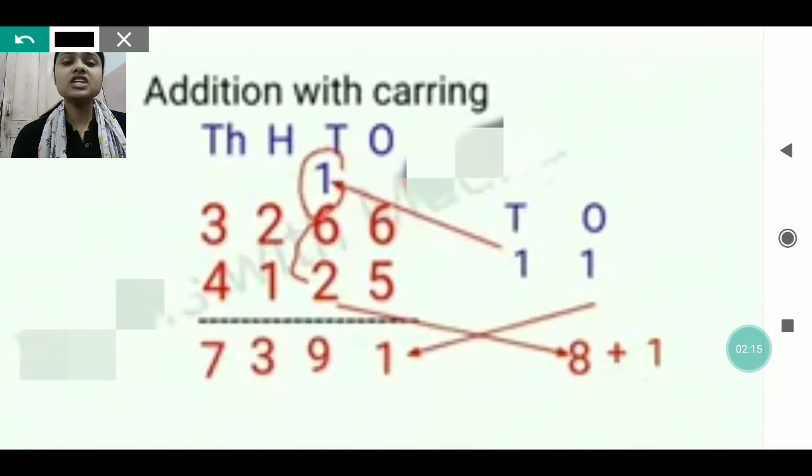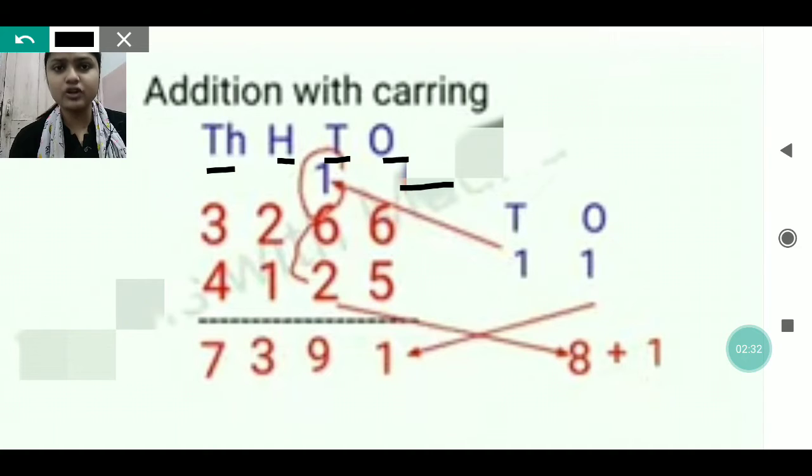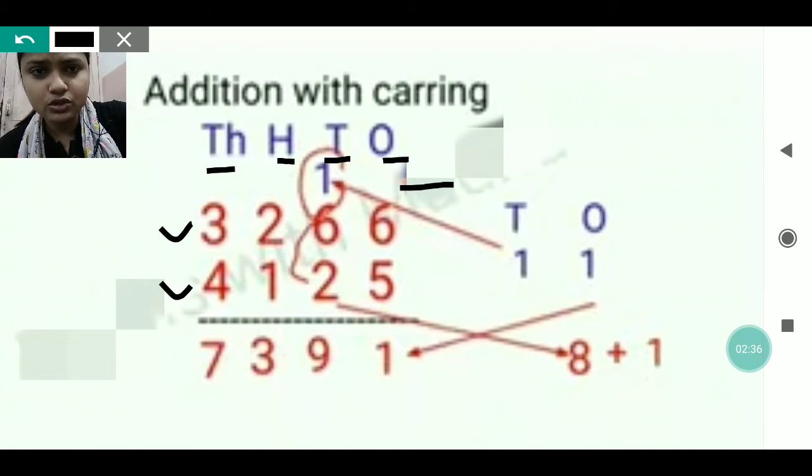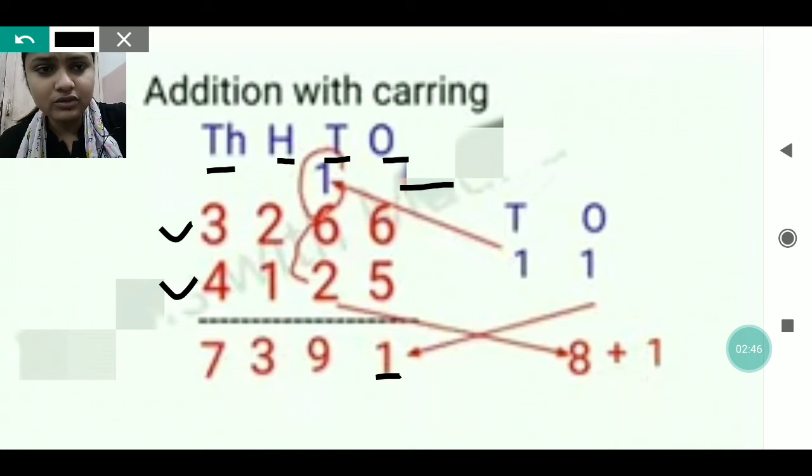You can see addition with carrying. While doing addition with carrying, we first have to arrange the numbers according to the place value. So you write the place values on top: ones, tens, hundreds, thousands. Then you leave a space after writing that, because you have to write the carry numbers. And then you arrange the numbers according to the place values you have mentioned on top. Now let's start adding. From the ones place, 6 plus 5 will be 11. So you will write 1 downside and 1 will be written upside.